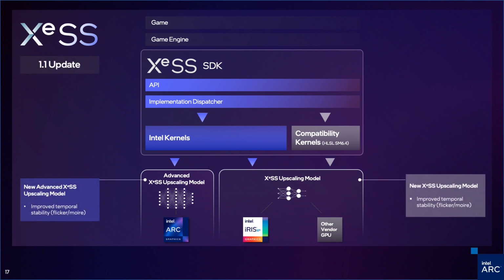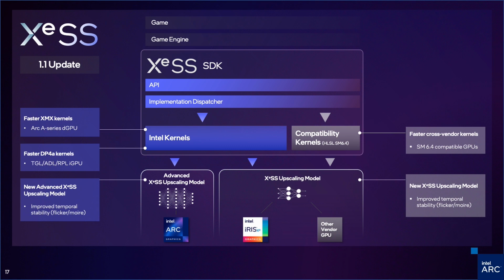With the XeSS 1.1 update, we are introducing newer, better quality models. One of the focus areas when we built those models was to improve image quality and temporal stability. Along with the new models, we built new kernels to implement those models, and we've done extra efforts to optimize those kernels, so they are a bit faster than XeSS 1.0 implementation. We're also adding support for auto exposure capability that helps improve visual quality.